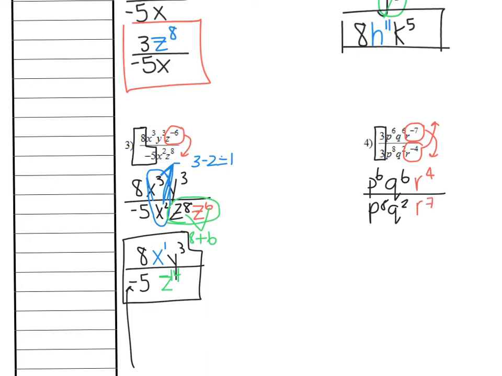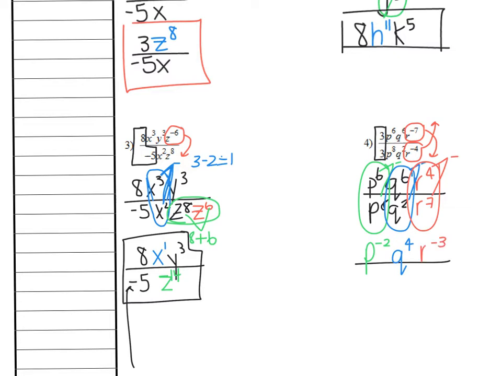So now when I look at p's, I have p to the 6th and p to the 8th. They're being divided, so that means subtract exponents. So that would give me p to the negative 2. The next part I have q's. I'm also going to subtract their exponents because they are being divided, so that's q to the 4th. And then I have r's, subtract their exponents, so that's r to the negative 3rd.